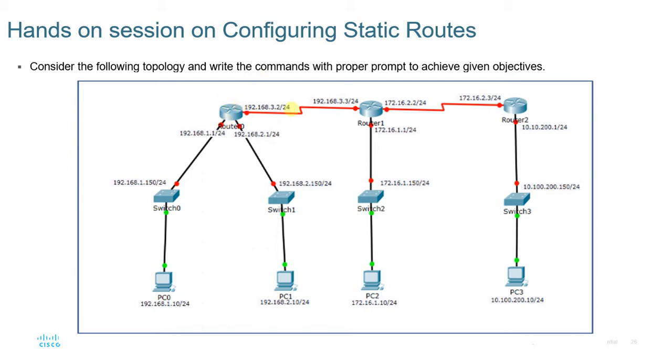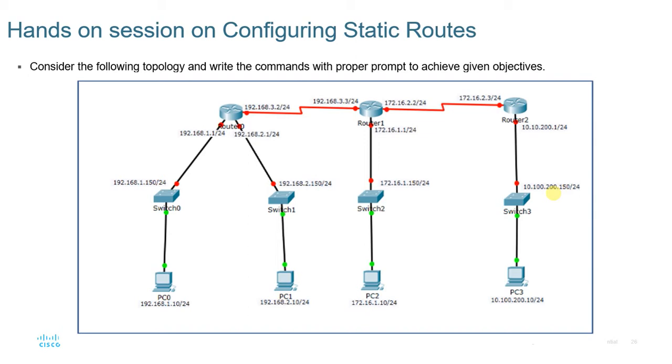Now for this router 0, which all are remote networks? This network 172.16.1.0 is a remote network. These three are directly connected. Now all others are remote networks. For router 0, 172.16.1.0 is a remote network, 172.16.2.0 is a remote network, 10.100.200.0 is a remote network. So we have to write the ip route command for remote networks.